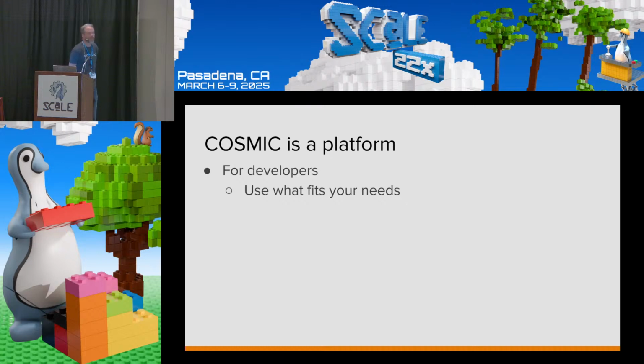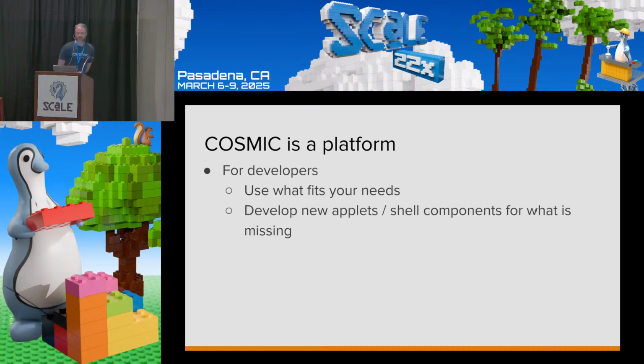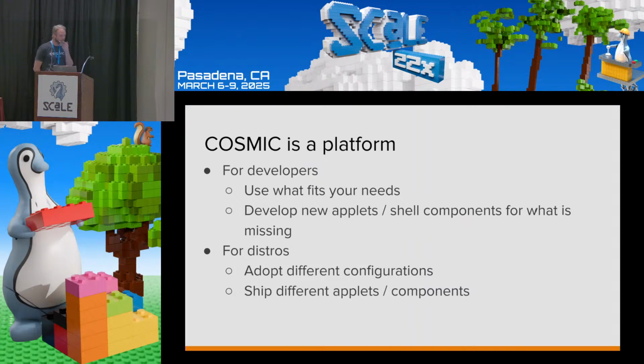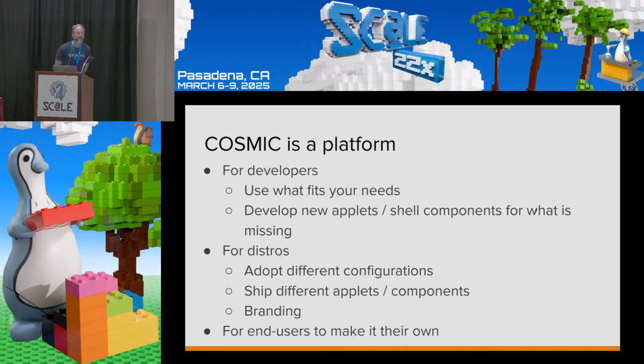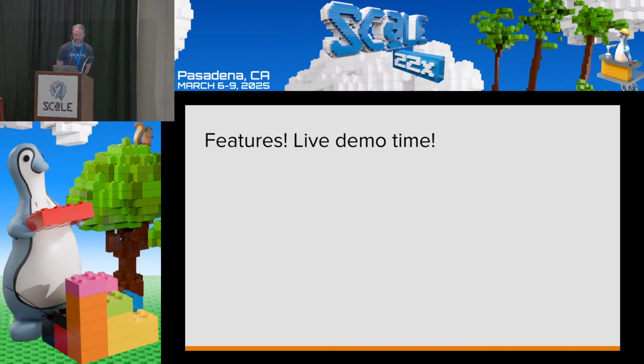Cosmic is a platform for developers. Use what fits your needs. Develop new applets or shell components for what's missing or different ideas that you want to explore with your users. For distros, you can adopt different configurations, ship different applets or components, and you can brand Cosmic so that when you're running OpenSUSE or Fedora or NixOS and your users download your operating system and install it on their hardware, it looks like your operating system and your brand. And for end users, we all get to lay things out and make the experience what's best for our workflow, and the aesthetic that we prefer.